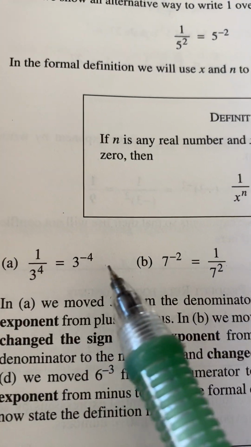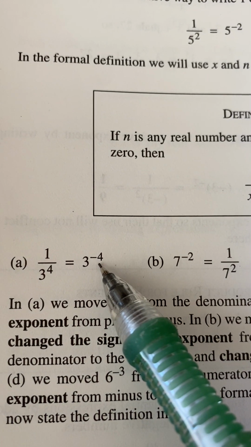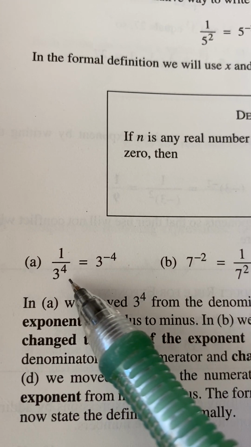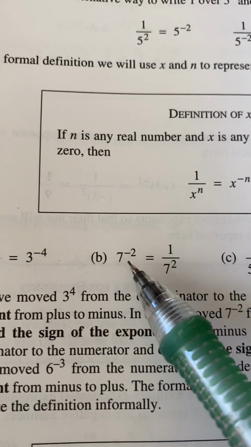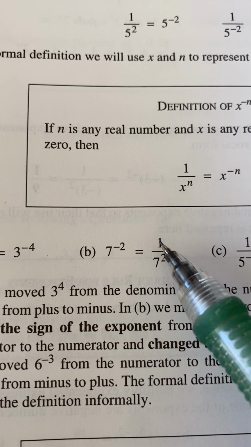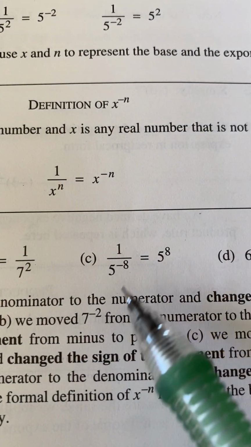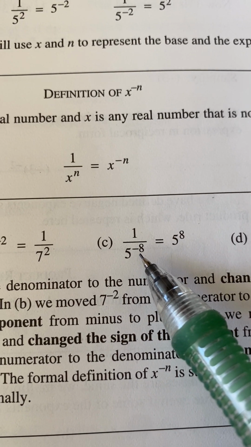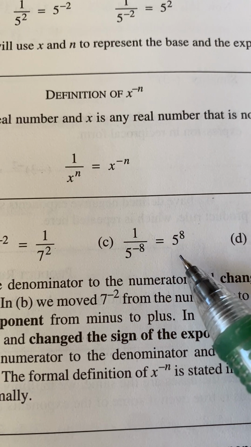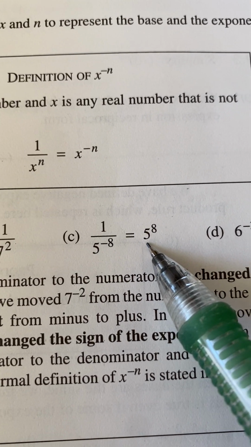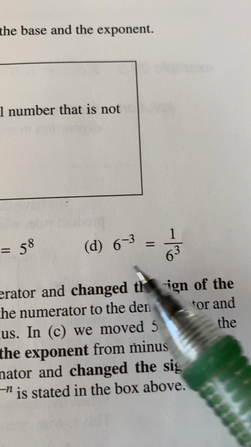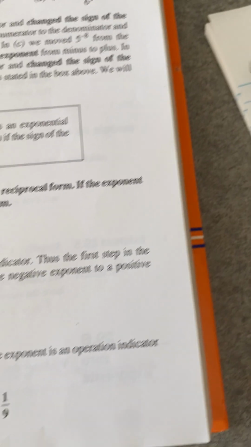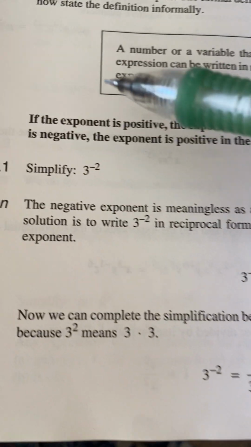Here are a few examples. 3 to the negative 4 means 1 over 3 to the 4. It's flipped. It's the reciprocal. 7 to the negative 2 means 1 over 7 to the 2. And if you begin with the negative exponent on the bottom of a fraction, it simply will flip out of that and just be 5 to the regular 8. 6 to a negative 3 is equal to 1 over 6 to the 3. So a negative exponent means reciprocal.